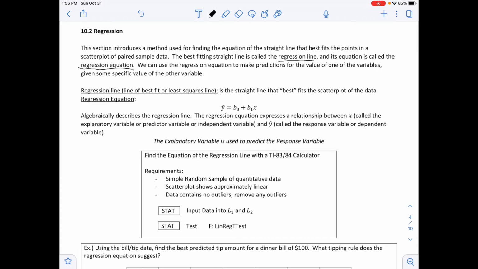The regression line, also called the line of best fit or the least squares line, is a straight line that best fits the scatter plot of the data. The regression equation, because we're dealing with linear data, linear approximations, is going to be y hat equals b naught plus b1x. It algebraically describes a regression line. The regression equation expresses a relationship between x, called the explanatory variable, predictor variable, or independent variable, and y hat, which is called the response variable or dependent variable. Remember that the explanatory variable is used to predict the response variable. In an Algebra 1 course, you would have seen this written as y equals mx plus b. It's the same exact thing, that slope-intercept form.